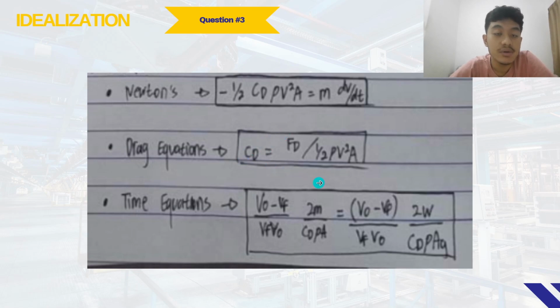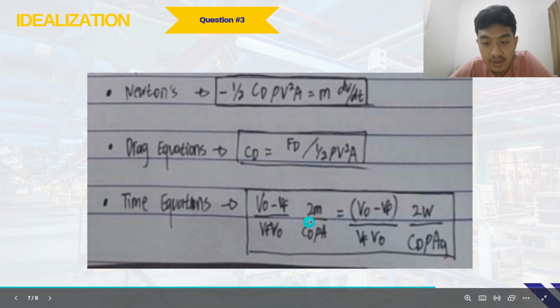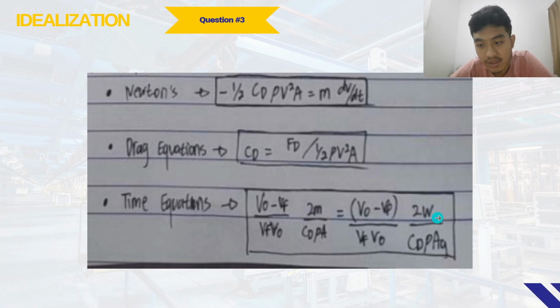We'll go to the next formula, the time equation. It's velocity V0 minus velocity Vf, divided by velocity Vf times velocity V0, times 2m divided by CD, coefficient of drag, times rho times A. It's equal to the same thing, but the m is changed to weight. That's all for the idealization in this question.